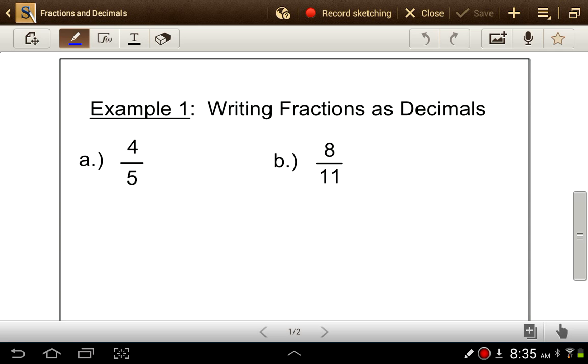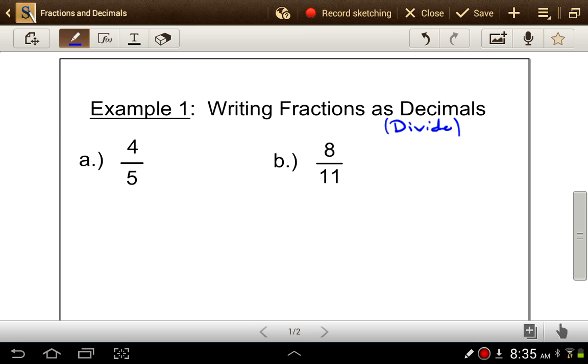Example 1, writing fractions as decimals. So in our first example, you can see that we have fractions here, and we're going to write them as decimals. In order to write them as decimals, you are going to divide. So to write fractions as decimals, you divide. That is what a fraction stands for. A fraction stands for division.